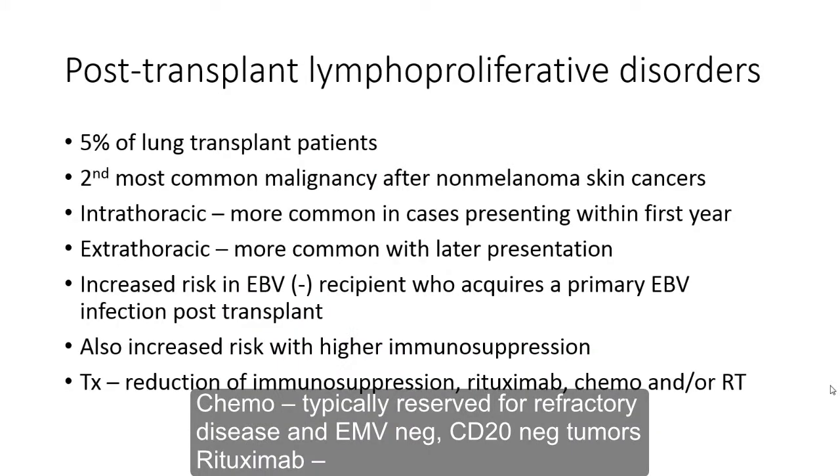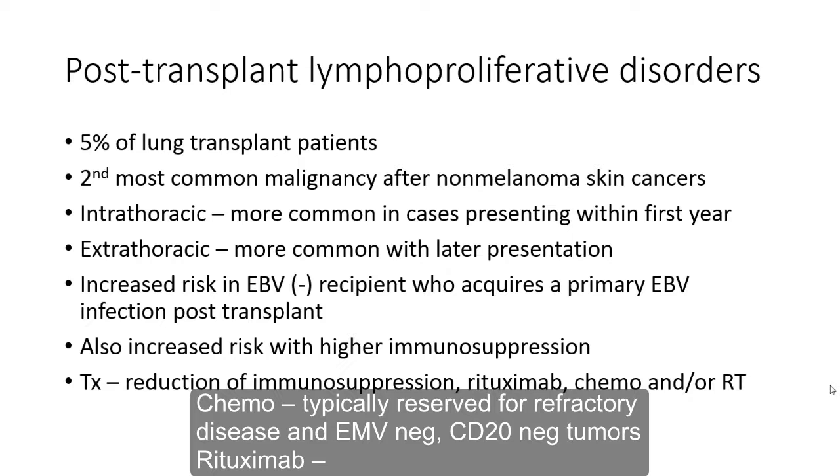So, focusing on PTLD itself, about 5% of lung transplant patients, or transplant patients altogether, develop PTLD. It's the second most common malignancy after the non-melanoma skin cancers. Intrathoracic is much more common in cases presenting within that first year, and then extrathoracic is typically more common to have a later presentation. You have an increased risk if you're an EBV-negative recipient who acquires a primary EBV infection post-transplant.